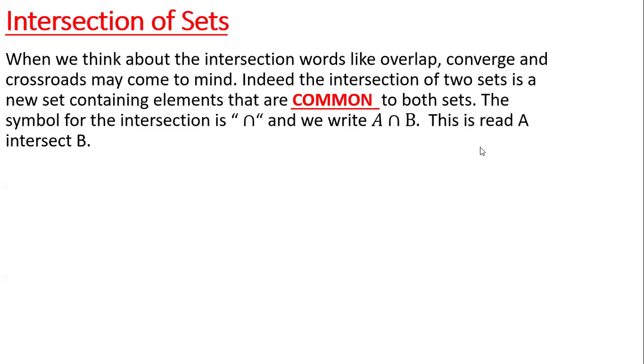Okay, so where is Israel? Israel, are you there? I'm here. Go ahead and read this paragraph, please. When we think about the intersection, words like overlap, converge, and crossroads may come to mind. Indeed, the intersection of two sets is a new set containing elements that are common to both sets. The symbol for the intersection is an upside down U, and we write A intersect B. This is read A intersect B. Thank you.